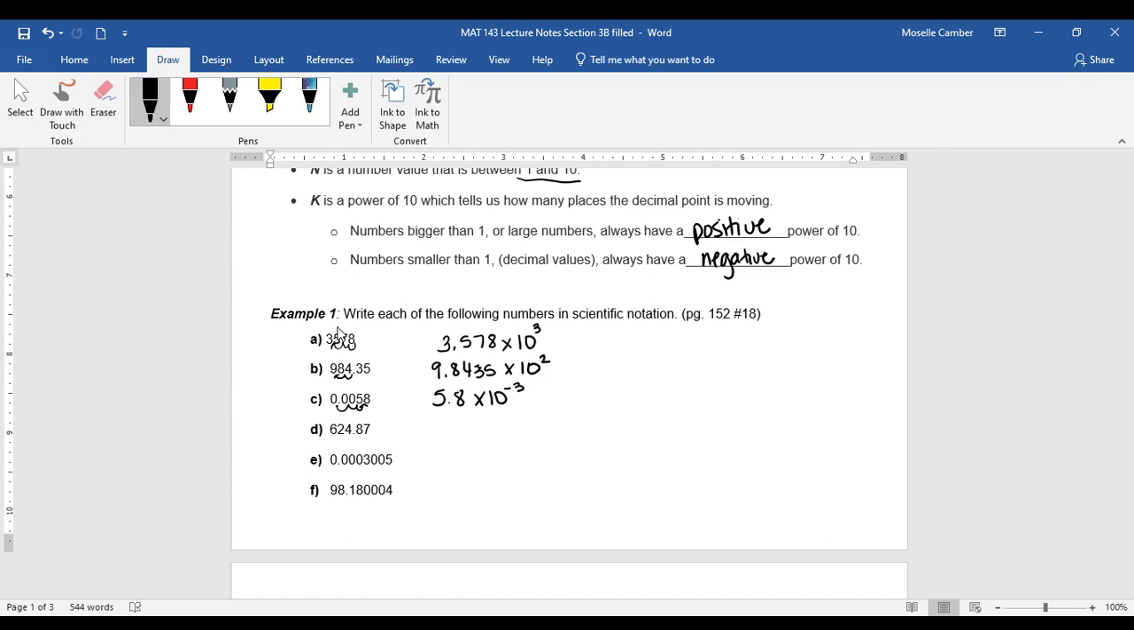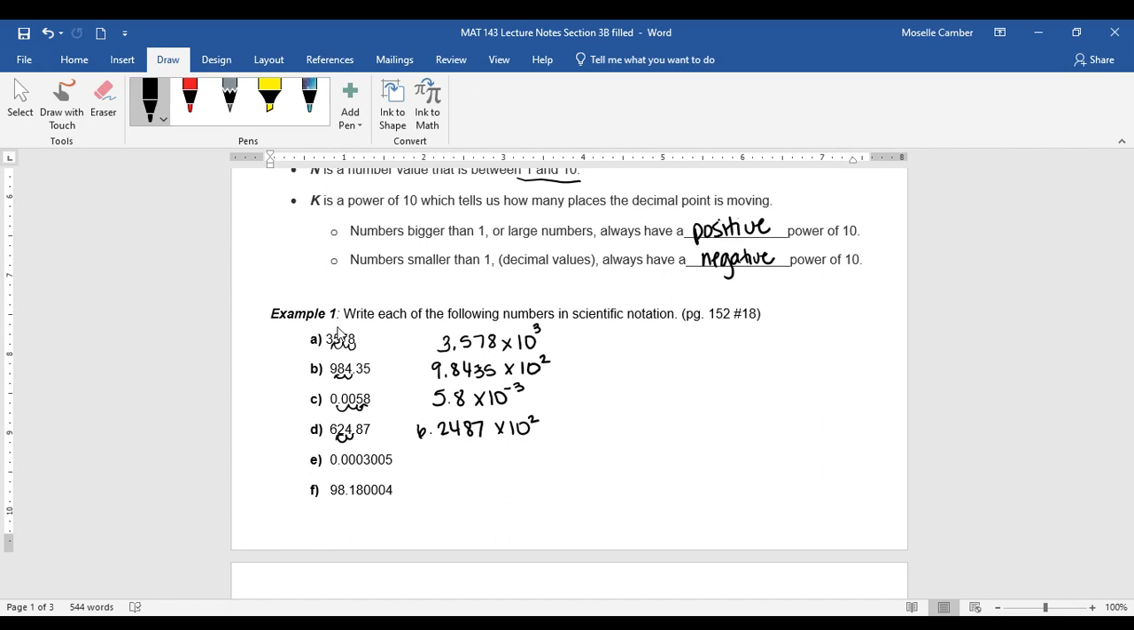Okay, for D, we have 624.87. Again, it's going to be the first non-zero digit. So we have 6.2487 times 10 to some power. So you need to get from here to here, right after the 6. There goes 1, 2 spots. And it's a big number, so it's going to be a positive 2.